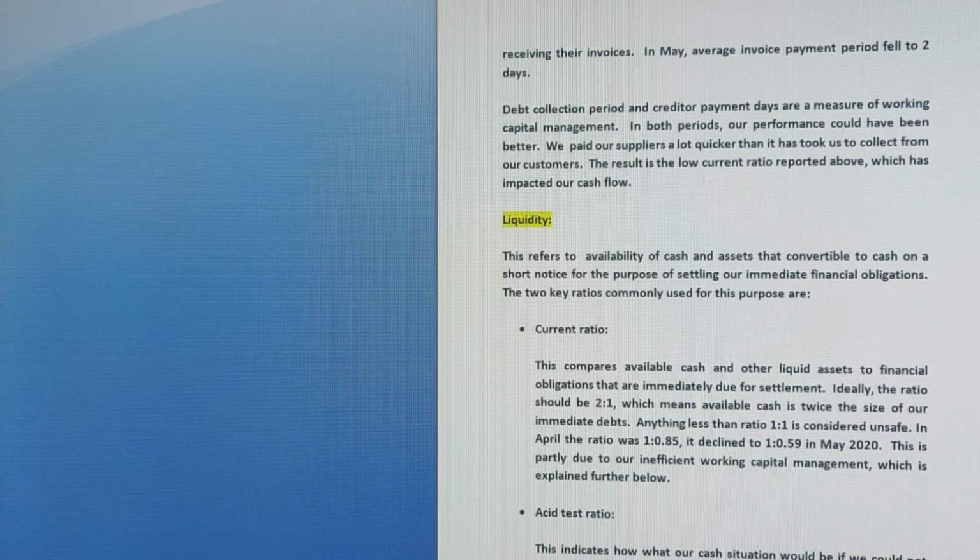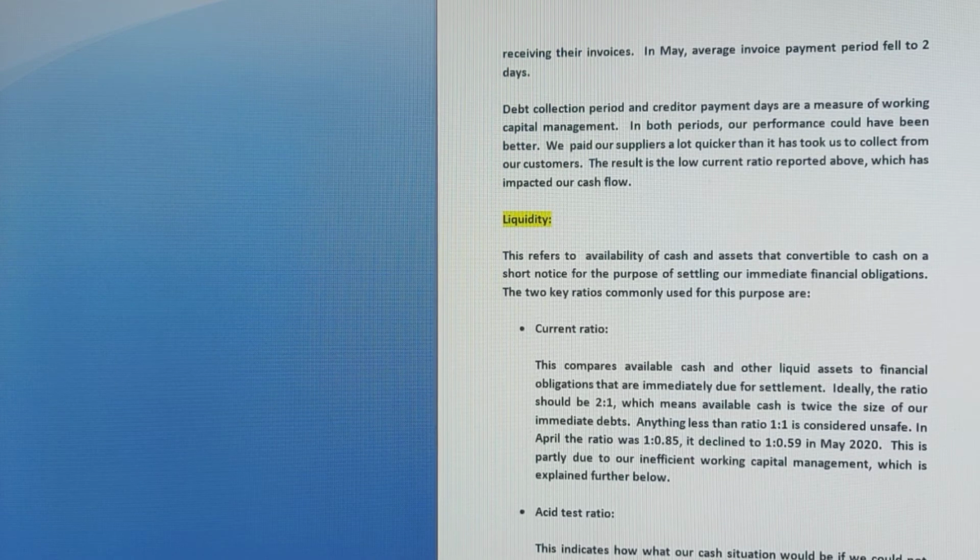Now, there are two key ratios that are used for liquidity measurement. Current ratio, which I've already explained. This compares available cash and other liquid assets to financial obligations that are immediately due for settlement. And what I mean by liquid assets are assets that can be converted into cash very quickly. Okay, such as short-term investments and deposit account balances. Ideally, the ratio should be 2-to-1, which means available cash and other liquid assets in total is twice the size of our immediate debts. Okay?